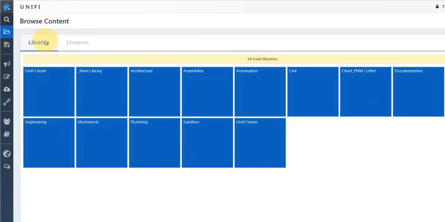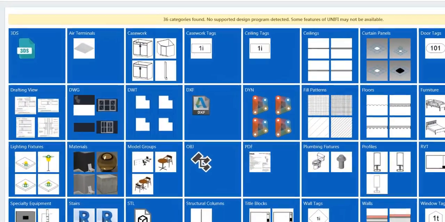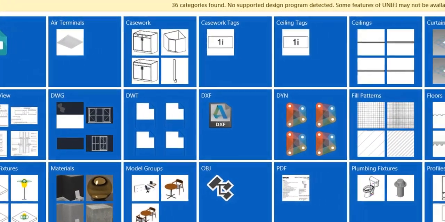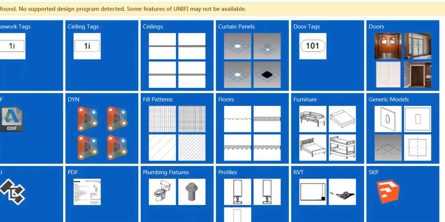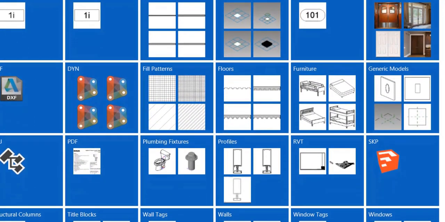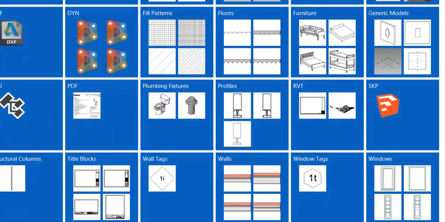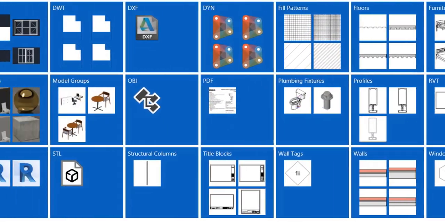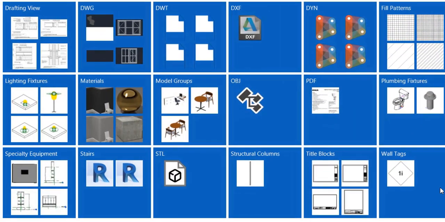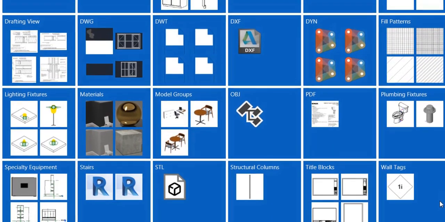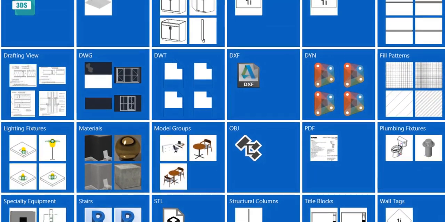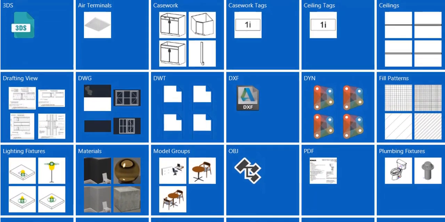Let's go back to Libraries and click on the Architecture library. The main benefit of the Browse feature is that content is automatically grouped by model category, so there are no subfolders to sift through. What we are seeing here is all of the content within this library. And it's important to note that I didn't have to create these as subfolders. For REVIT families, we automatically group them by the model category.